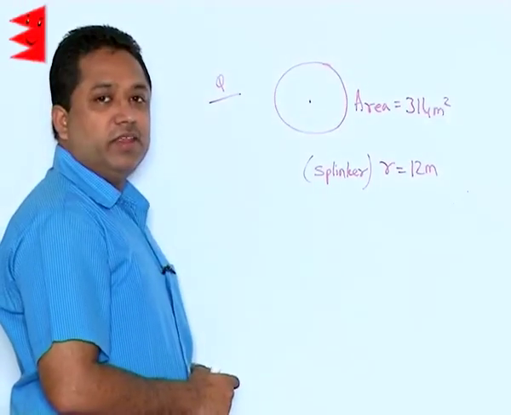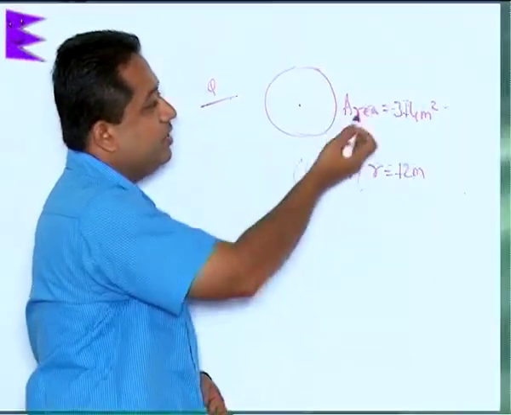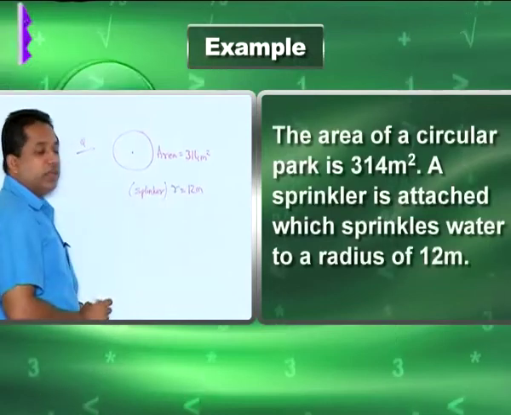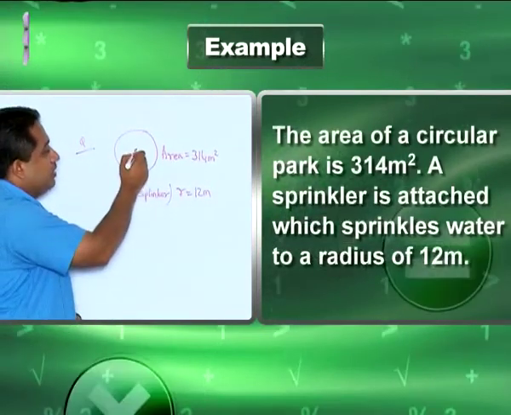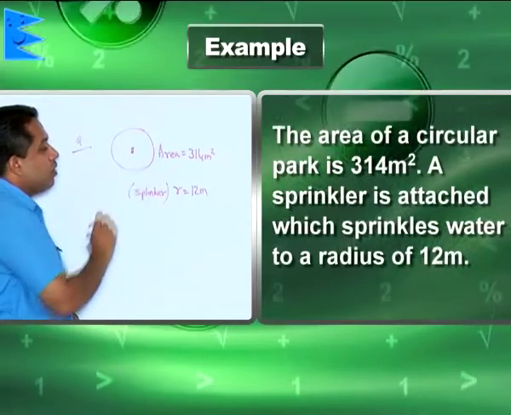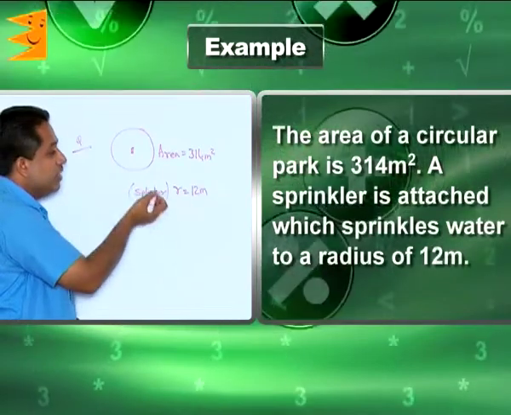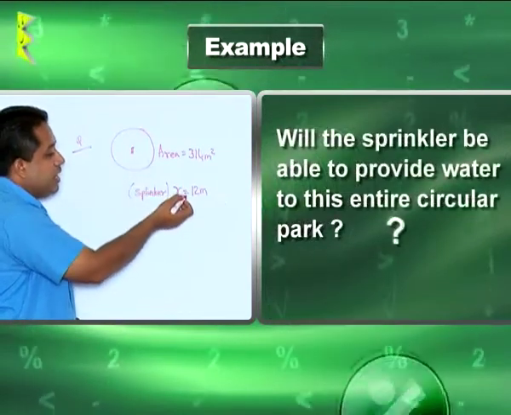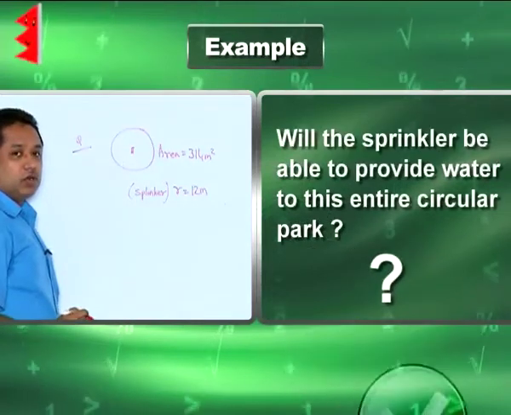Now, here we have another question. It is an interesting question here. We have a circular park. The area of that is given 314 meter square. And here they have attached a sprinkler which sprinkles water all around it to a radius of 12 meter. Now, here the question is, will this sprinkler be able to provide water to this entire circular park or not?